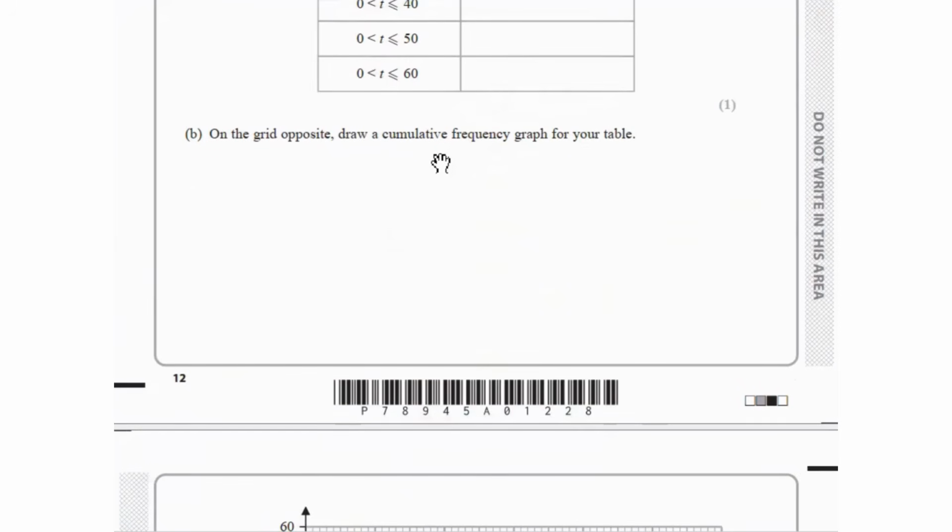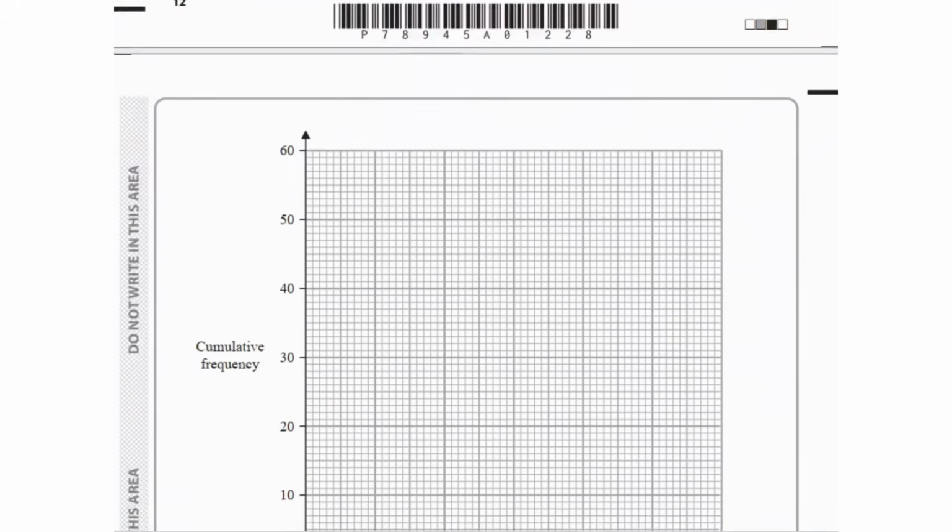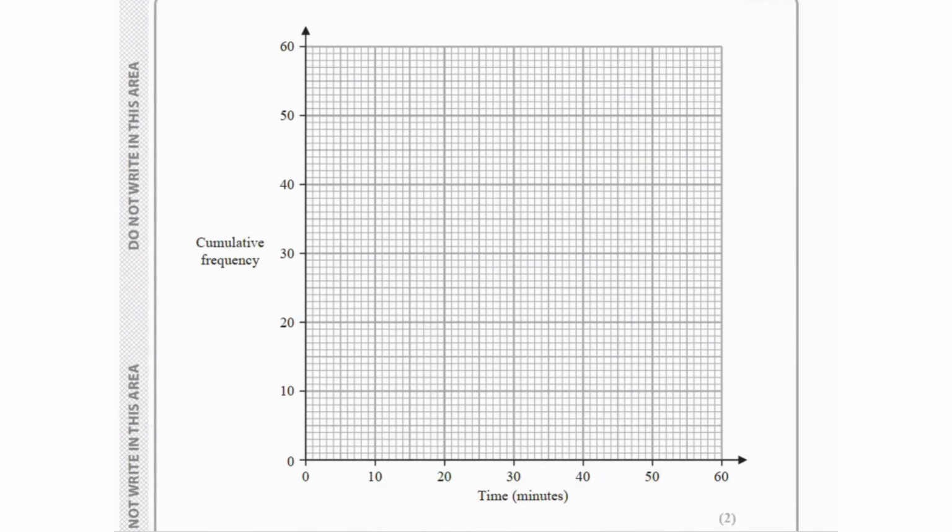Then on the grid opposite, draw a cumulative frequency graph for the table. So what we will do is, for the x values, we will take the maximum points of the intervals. So that was 10, and then we had 20, 30, 40, 50, and 60. And then for the y values, we will take the cumulative frequency values. So that's 8, 21, 33, 50, 57, and 60. So these are the coordinates that we will plot over here and then connect them to make our graph.